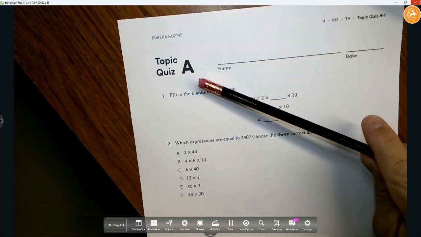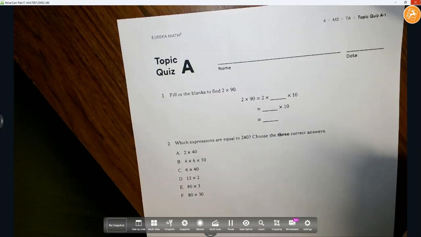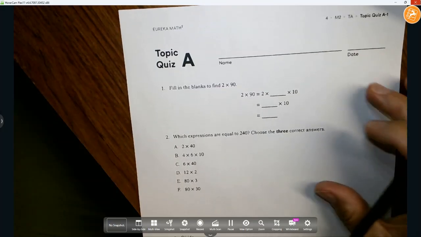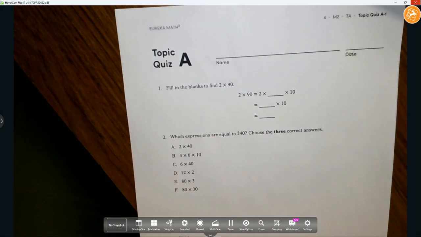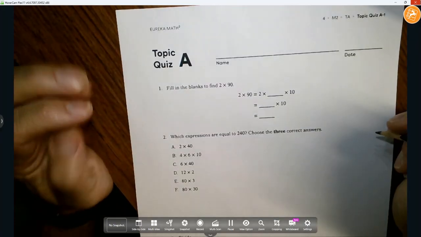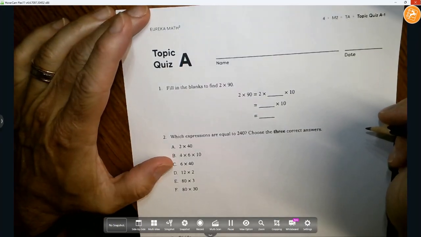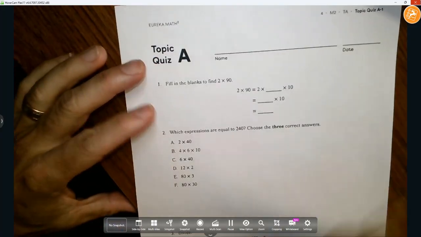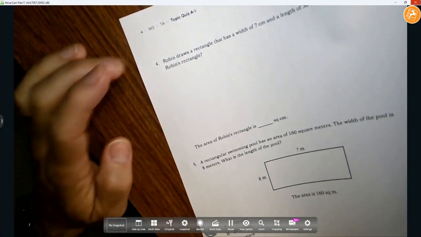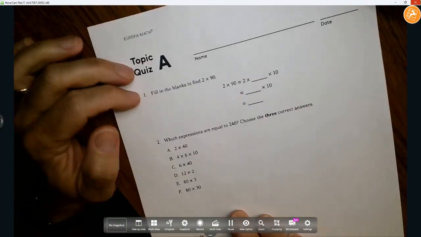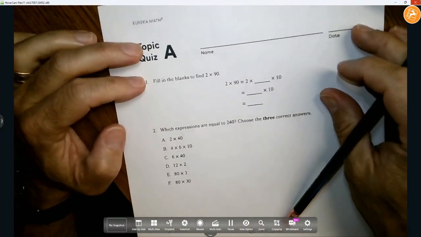This is our Topic A quiz. Okay, it's the stuff we've been doing the last 3 days. You guys got this. This won't be that hard for you. We'll go over how to do it. I won't do all of it for you, but I'll help you out with a lot of it. We'll get everything set up. All right, we have 1, 2, 3, 4, 5 questions. We can do this. Okay?